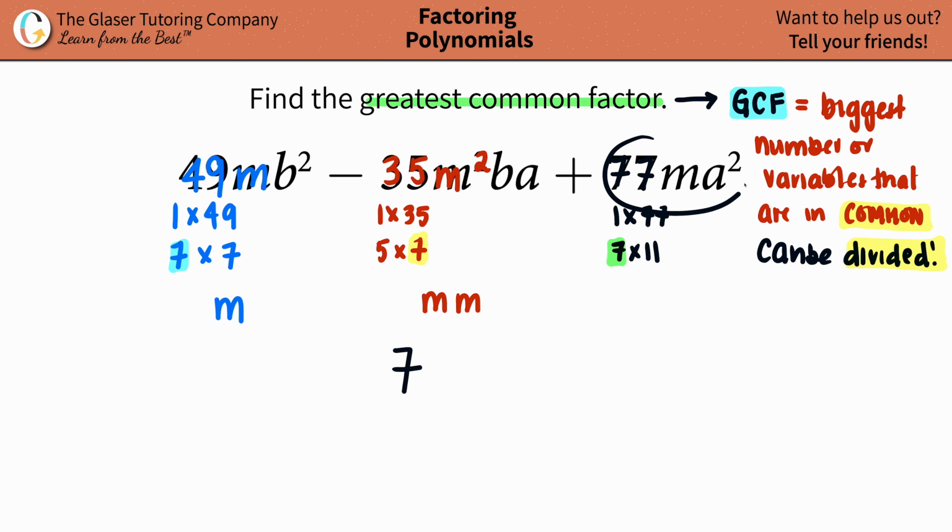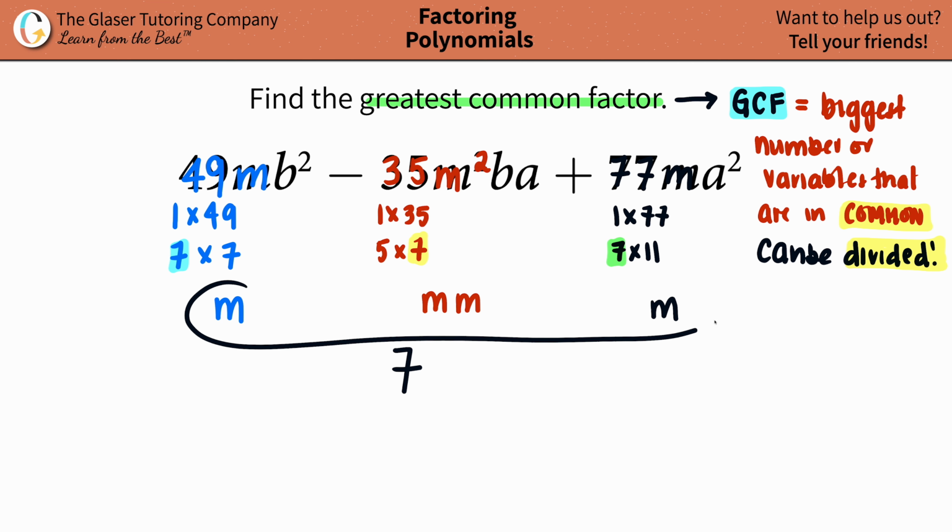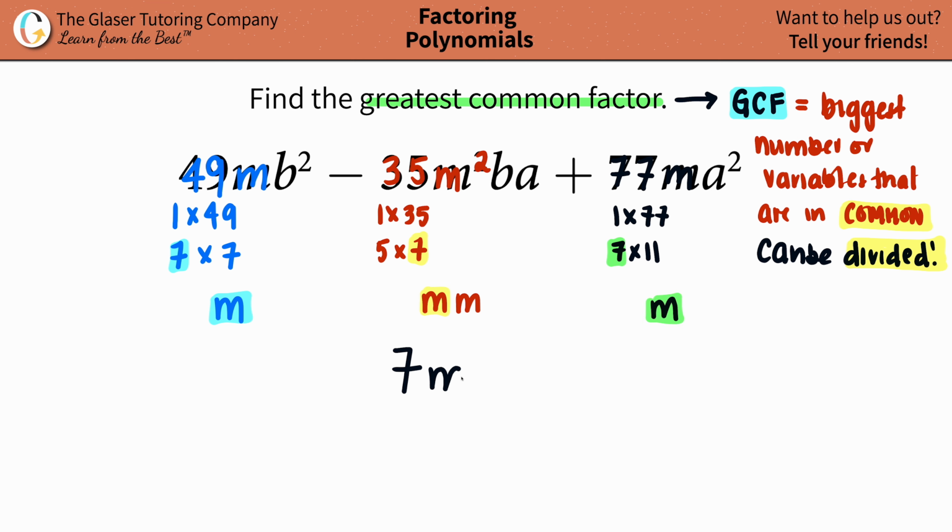Anyway. Okay, so we got 77m a squared. There is an m here. There's only one. How many m's do they all have in common? They only have one m in common. This one only had one m. This one had 2, but unfortunately I can only take one of them. And then this one had just one m. So we know that there's an m in common. Only one of them, though.